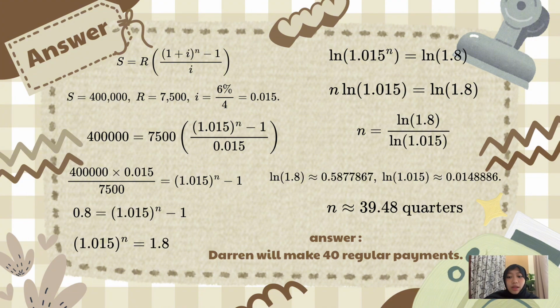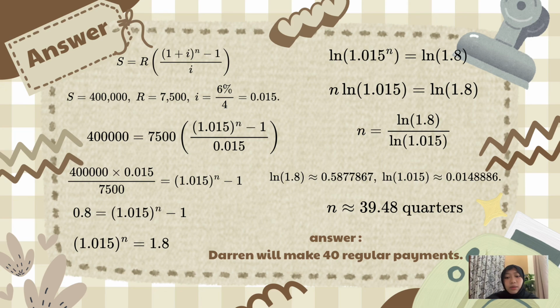to both sides of the equation, which results in 1.015 raised to the power of the total number of periods being equal to 1.8. Because the total number of periods appears as an exponent, we use the natural logarithm to bring it down. Taking the natural logarithm of both sides gives the periods equal to the natural logarithm of 1.8. By applying logarithm rules, we rewrite this as the total number of periods multiplied by the natural logarithm of 1.015 equal to the natural logarithm of 1.8. To find the total number of periods, we divide the natural logarithm of 1.8 by the natural logarithm of 1.015. The natural logarithm of 1.8 is approximately 0.587787, and the natural logarithm of 1.015 is approximately 0.0148886. Dividing gives approximately 39.48.